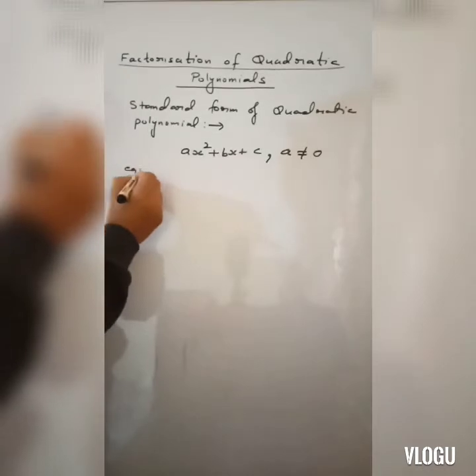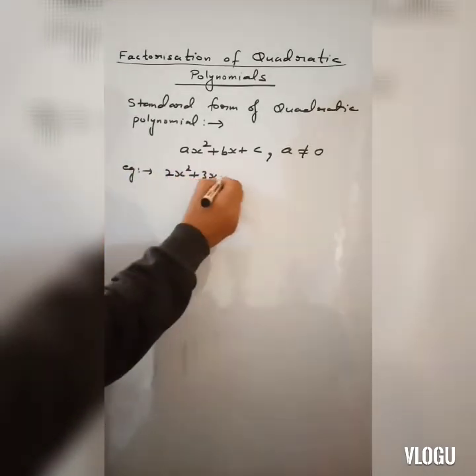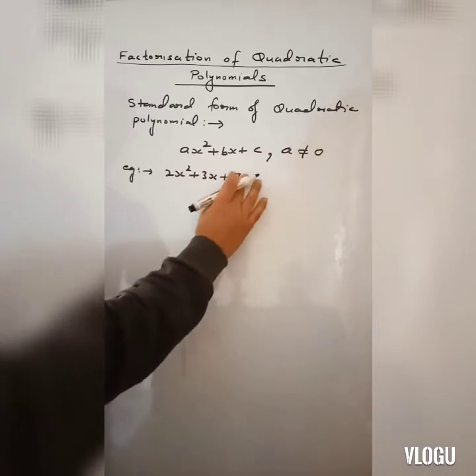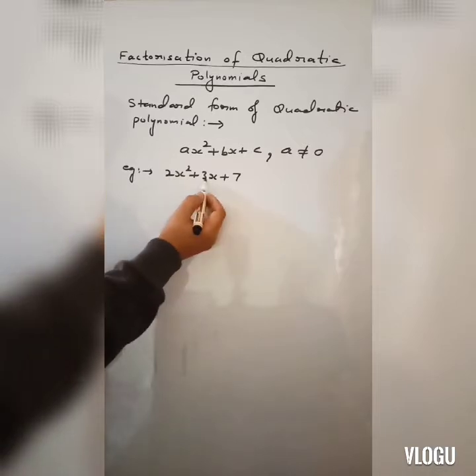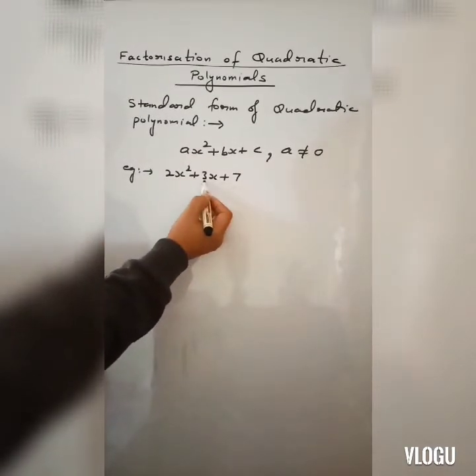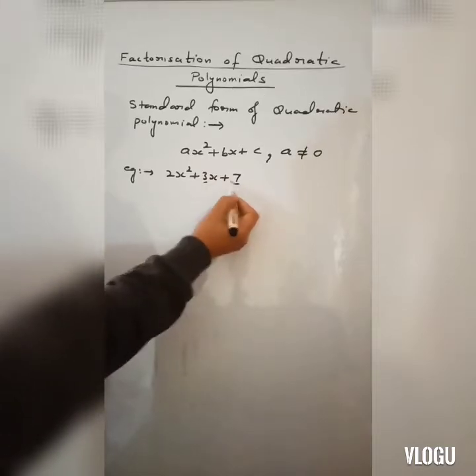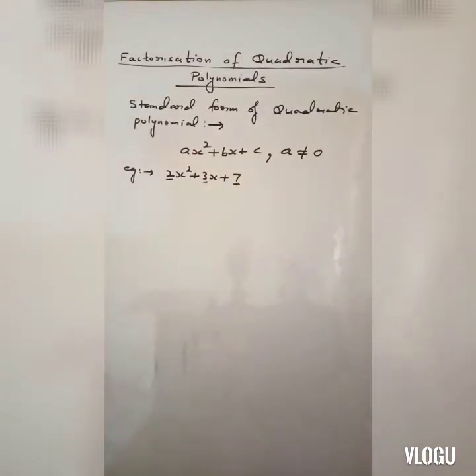You can see the example: 2x square plus 3x plus 7. This is your quadratic polynomial. The highest power is 2. This is a, this is b, this is c. A means the coefficient of x square, b is the coefficient of x, and this is c. You should know how to find a, b, c, because when we start with the factorization, a, b, c play a very important role, right?